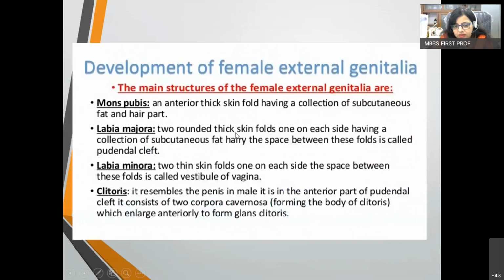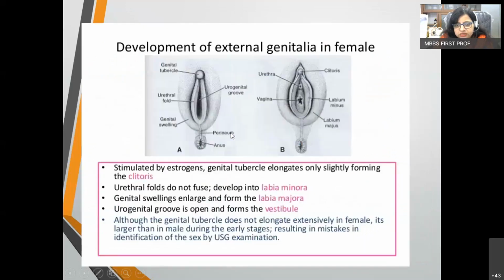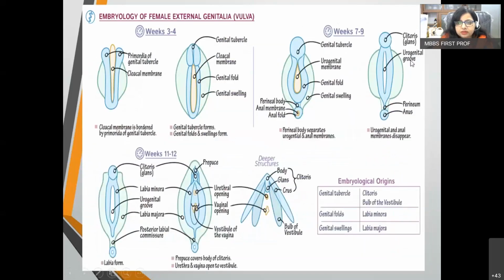And in the females, it is like this. So the similar pictures are there. You can correlate and go through. If you're not able to understand, then we'll discuss it again.